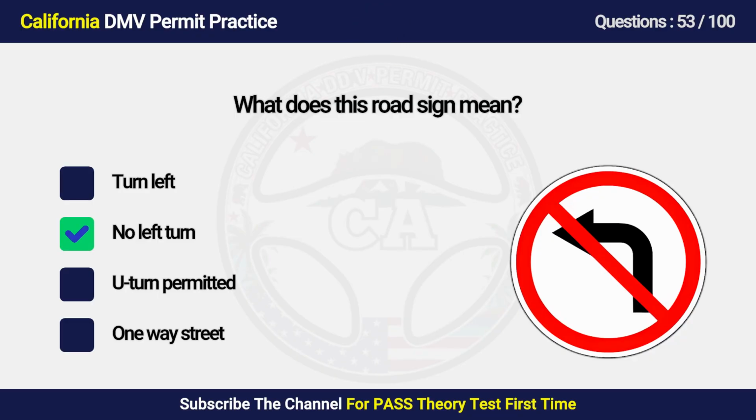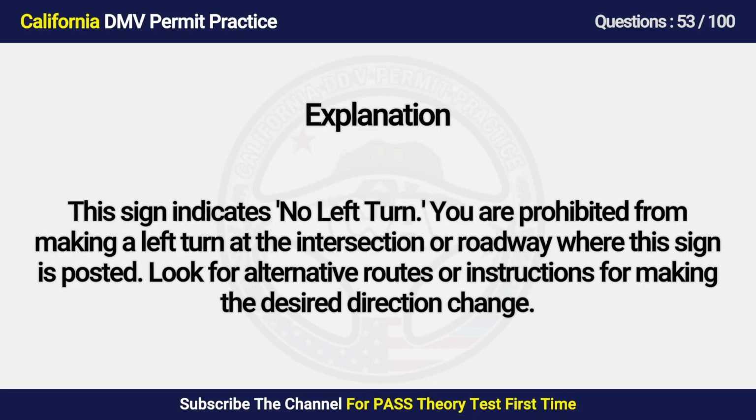Answer is B. No left turn. This sign indicates no left turn. You are prohibited from making a left turn at the intersection or roadway where this sign is posted. Look for alternative routes or instructions for making the desired direction change.